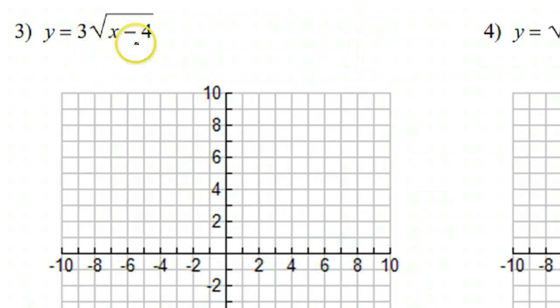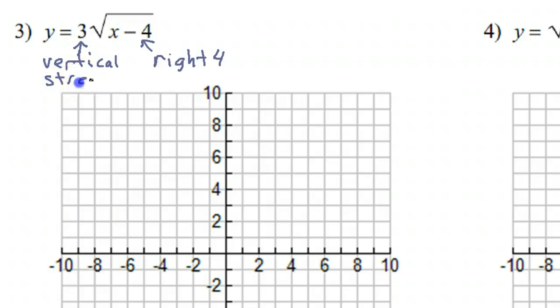Alright, so number 3, I have the familiar horizontal translation. This -4 on the inside of the function is going to be a shift that is right 4. Now this 3 in the front, this multiplier, is going to be a vertical stretch by a factor of 3. Okay, this is a vertical stretch by a factor of 3.